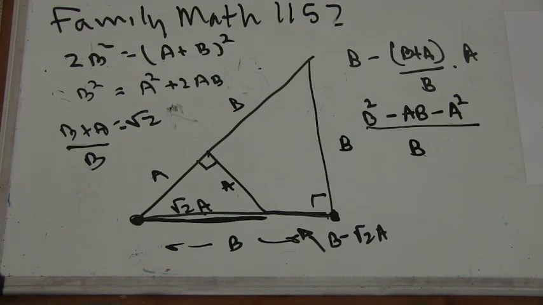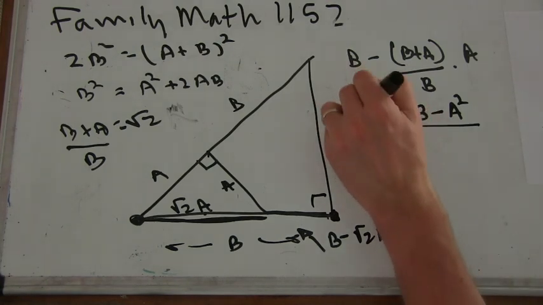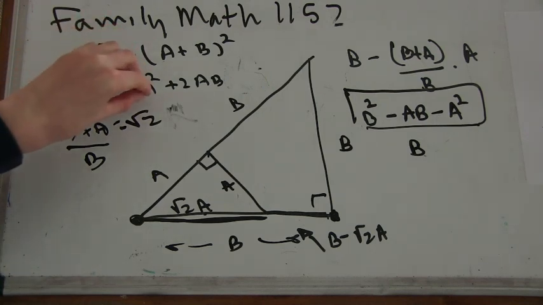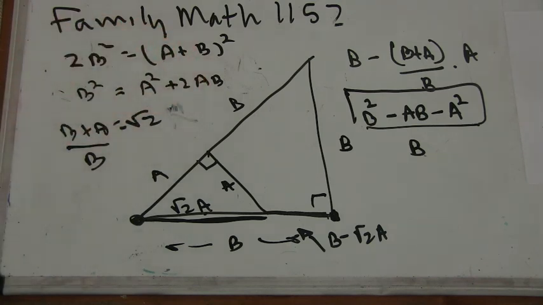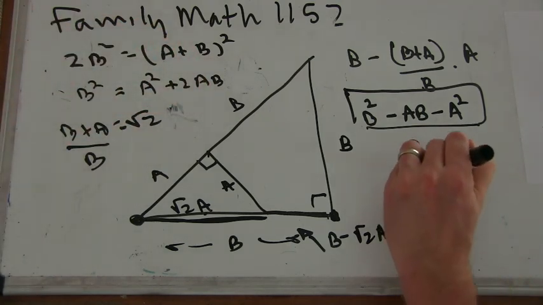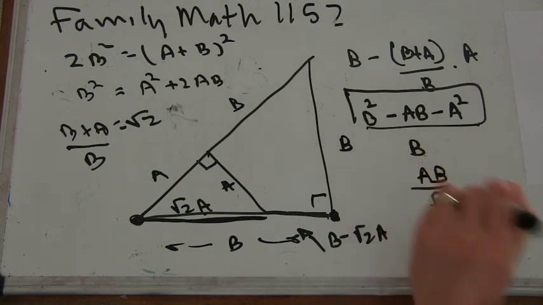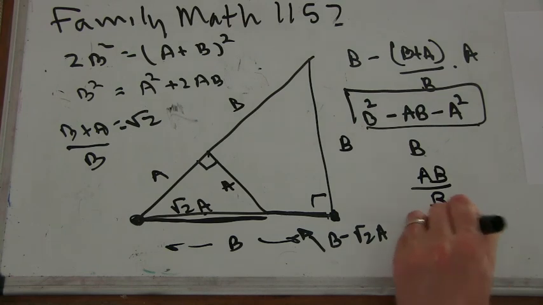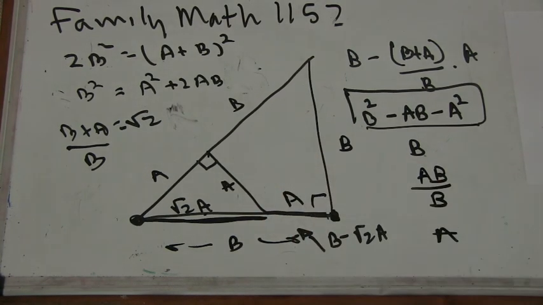So can we figure out what b squared minus ab minus a squared equals? Well, let's see. If you move the a squared and the ab to the other side, we know that it equals ab. Aha. So this is ab over b, and so that has to equal a. So that side equals A. And that's what we were trying to prove.